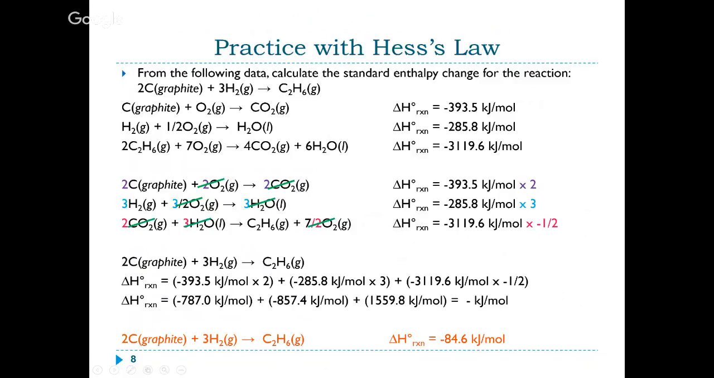So I do my calculations. I've multiplied negative 393.5 times 2 from up here, negative 285.8 times 3 from up here, and negative 3,119.6 times a negative 1/2 from up here. So I do the math individually, I add everything up, and I see that this reaction equals negative 84.6 kilojoules per mole. So to react graphite with molecular hydrogen to form ethane gas, it is exothermic, and the enthalpy of reaction is negative 84.6 kilojoules per mole.